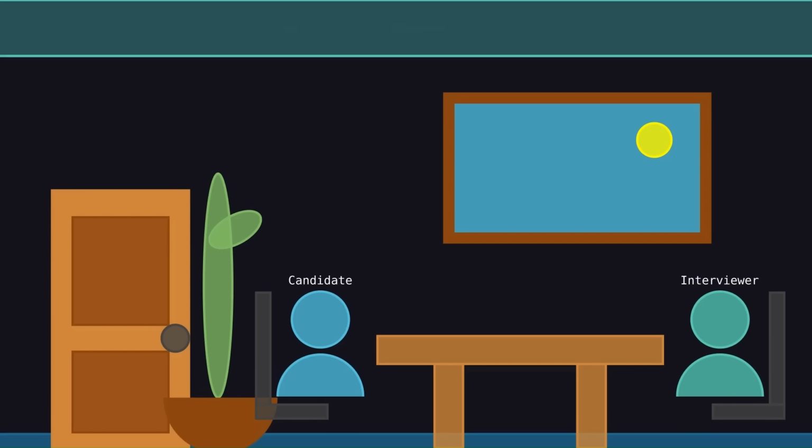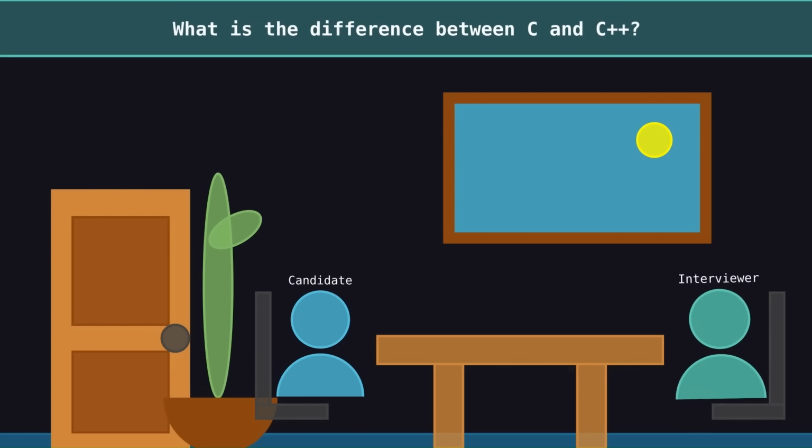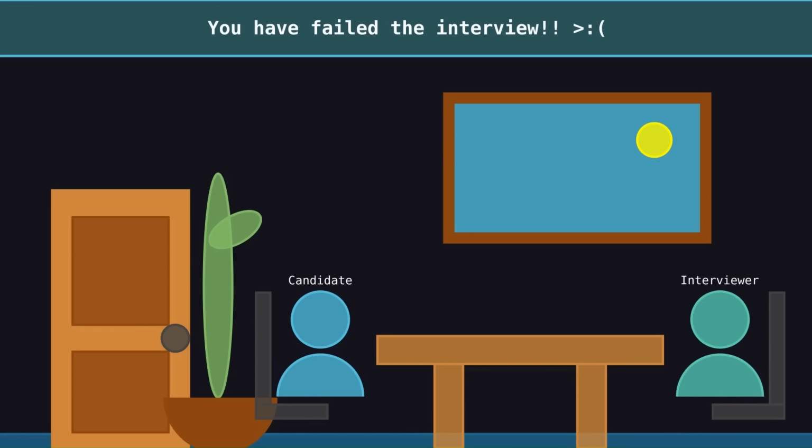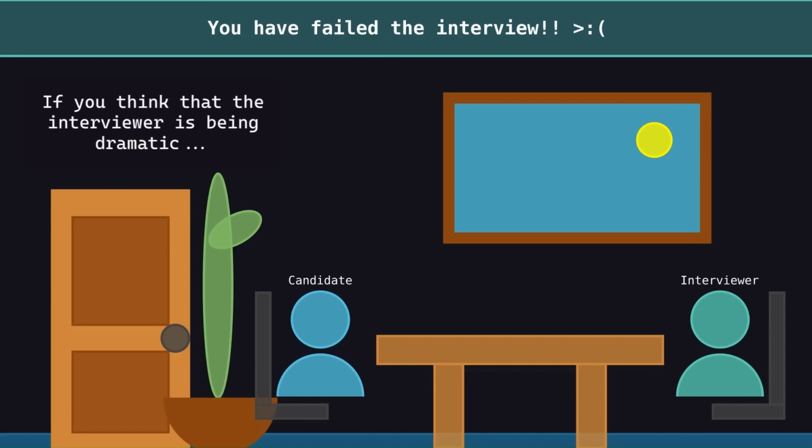Welcome to your interview. The first question is, what's the difference between C and C++? You can do object-oriented programming in C++, whereas you can't in C. You just failed the interview. Please leave the building. If you think that the interviewer is being dramatic, think again.